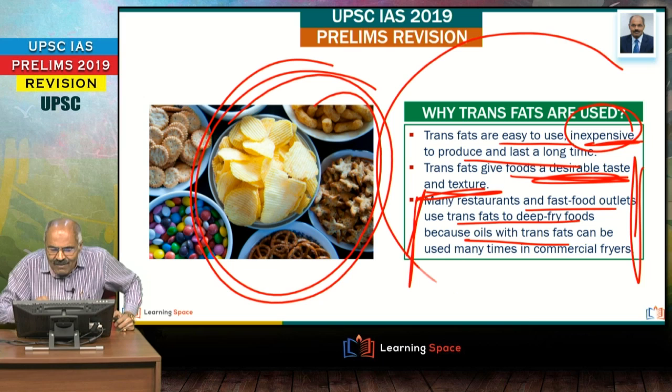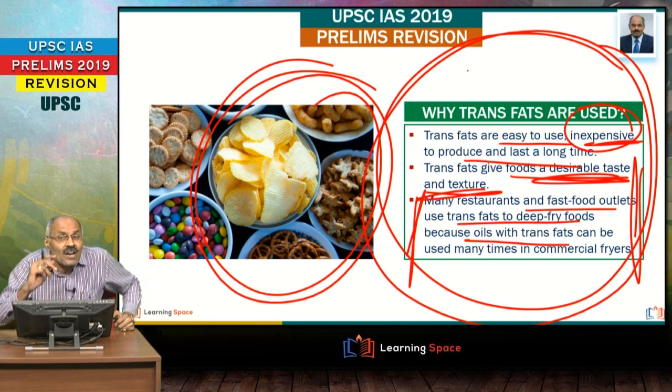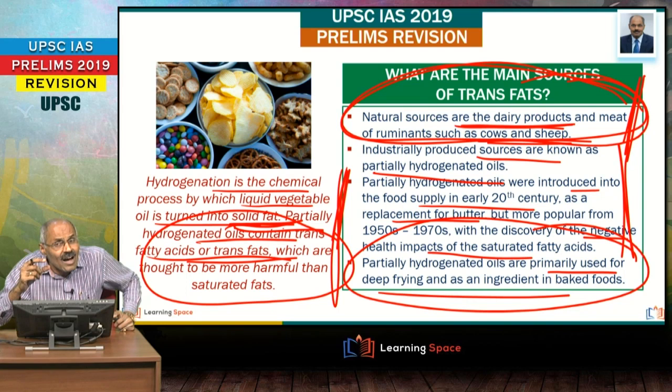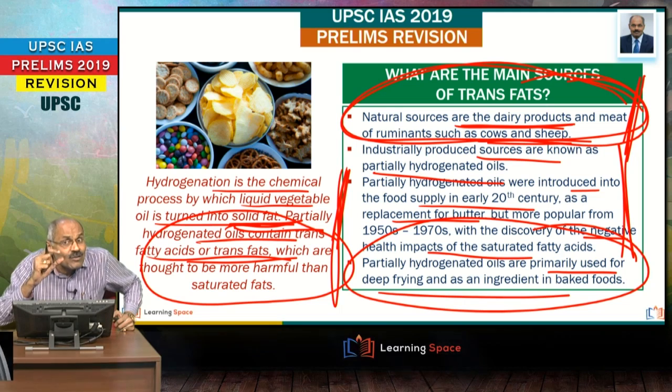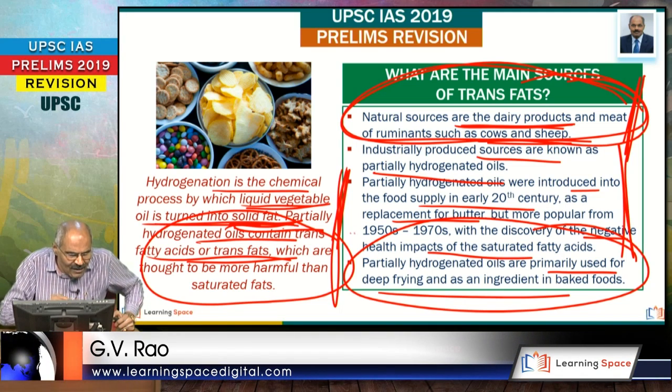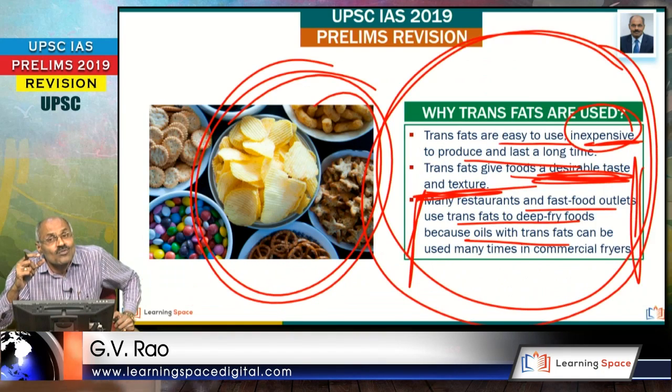There are several advantages of trans fats, and one important aspect here is they give food a desirable taste and texture, inexpensive. They can be stored for a longer time. They can be used a number of times for frying. And this is one important aspect. Artificially produced trans fats are manufactured by a chemical process, hydrogenation, which turns liquid vegetable oil into solid fat. Please don't forget.